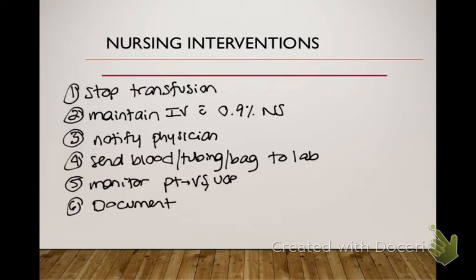While this is all happening, I know I have it as 5 and 6, but this is going to happen quickly. You're going to stop the blood, have the normal saline going, call the physician, and tell someone to send this to the lab. That's all going to happen pretty quickly. But while you're doing that, you're going to be taking vital signs, documenting what you see, what kind of reaction they had, and urinary output.